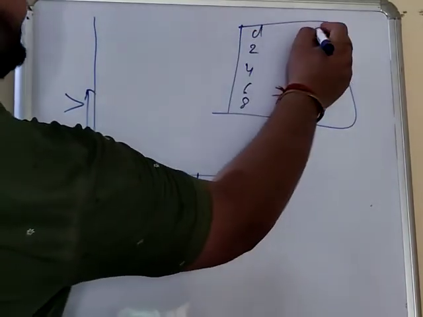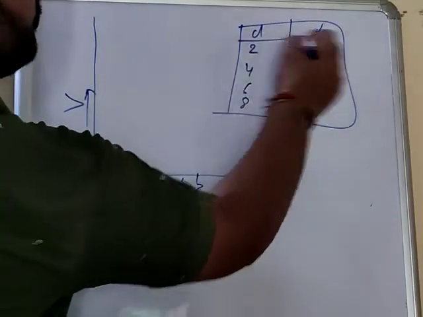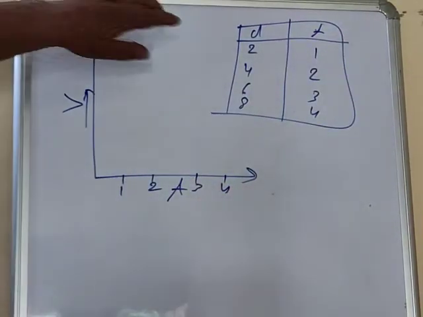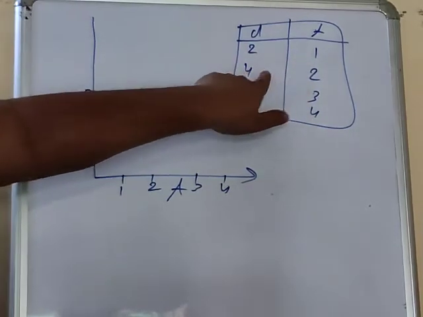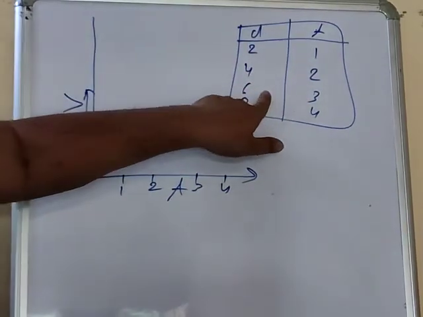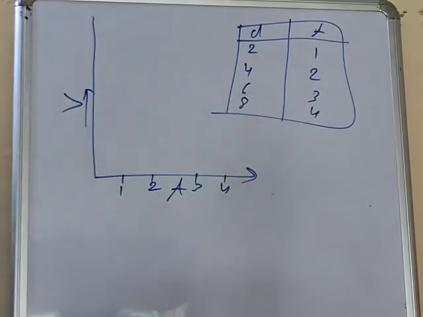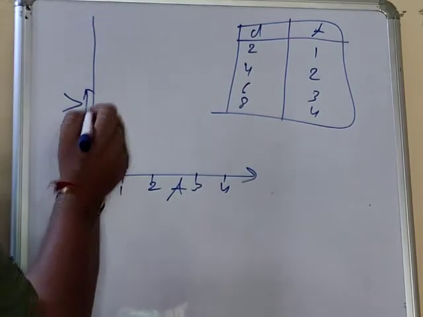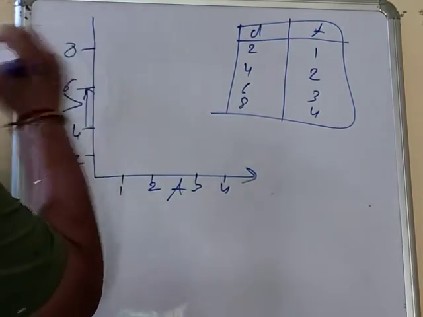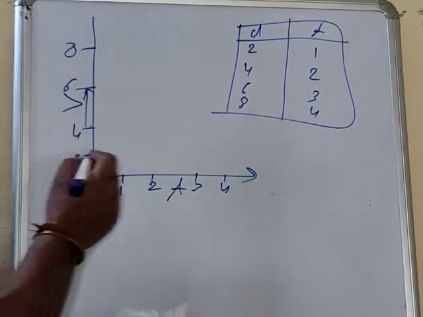We have taken distance and time. So you can see here, first 1 second 2 kilometer, next 1 second 2 kilometer, next 1 second 2 kilometer, next 1 second 2 kilometer. So what is our velocity here? 2 meter per second, meaning constant velocity, there is no change. So here you have to write 2, 4, 6 and 8. So our graph will be like that only.